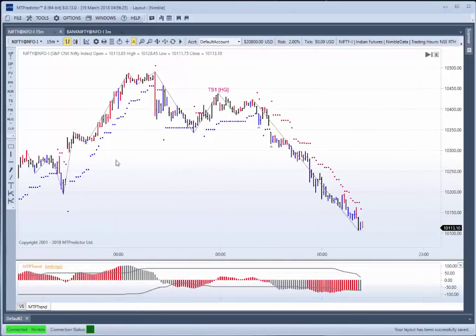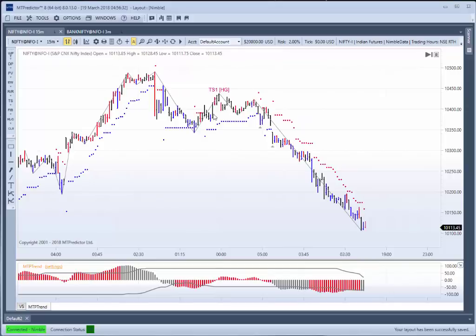The one I wanted to look at was on a slightly longer term, on a 15-minute chart. And in particular, you can see we had a lovely TS1 Holy Grail trade setup. So what is a Holy Grail trade setup? Well, a Holy Grail trade setup is where we have an ABC correction.